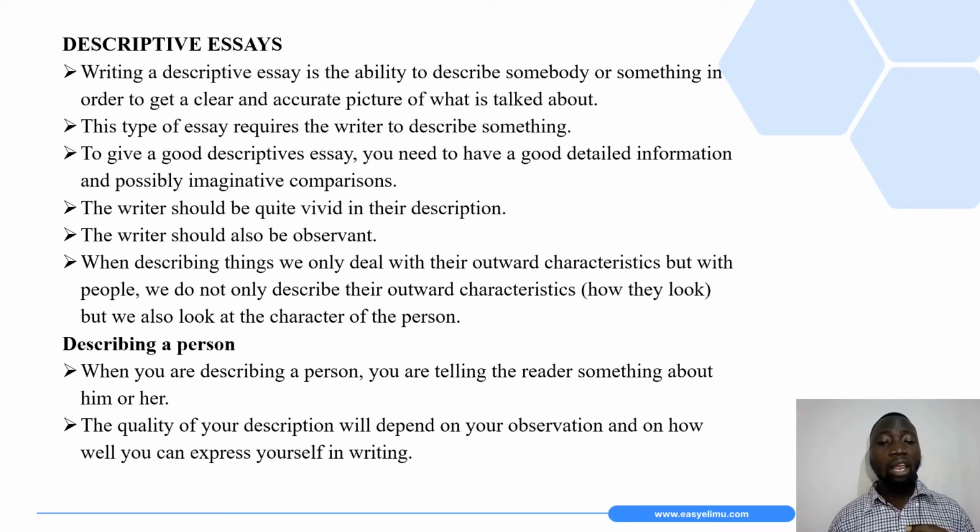Those are some of the things that we are supposed to look at when describing a person. When you are describing a person, you are telling the reader something about him or her. So the quality of your description will depend on your observation and how well you can express yourself in writing. So it is not only about describing someone, but how best you can express yourself in writing as you describe that person.